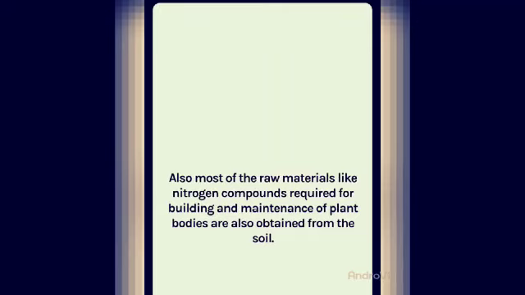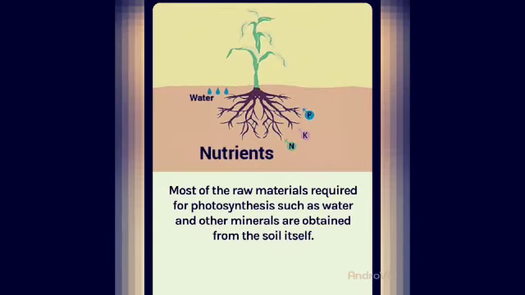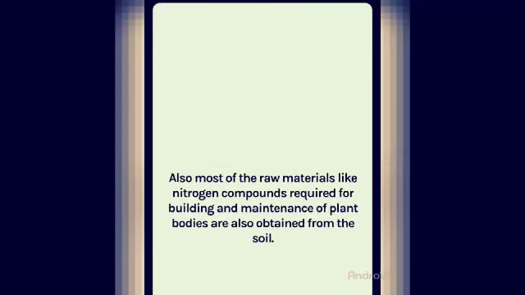Also, most of the raw materials like nitrogen compounds required for building and maintenance of plant bodies are obtained from the soil. So all these materials required for the proper growth of the plant are present in the soil, and they are called nutrients. These are the nutrients: potassium, phosphorus, nitrogen, and the rest of the building block elements, which are necessary for the maintenance and building of the whole body of the plant.